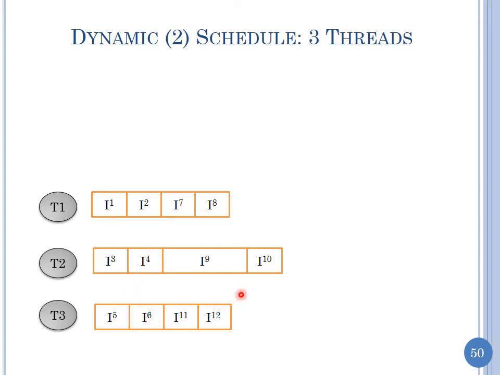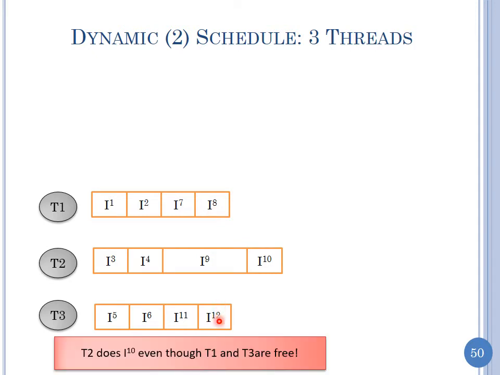So between the time that I12 finished and I10 was picked up, there was some time lost, and during this time the processors were not used, even though they were idle. So T2 does I10 even though T1 and T3 were free before that.